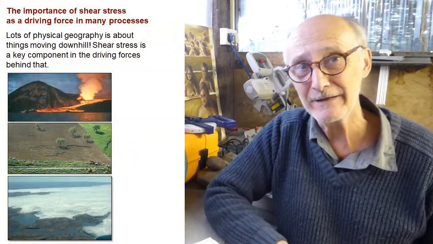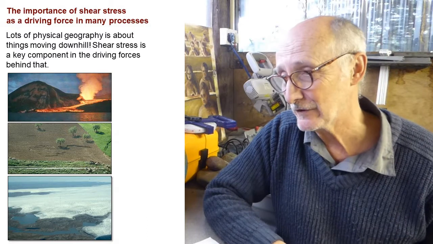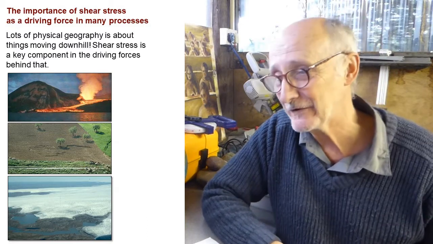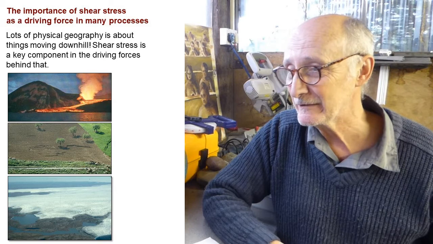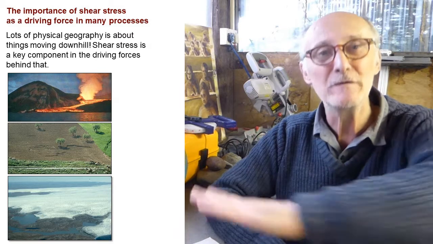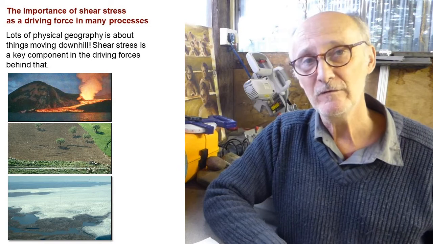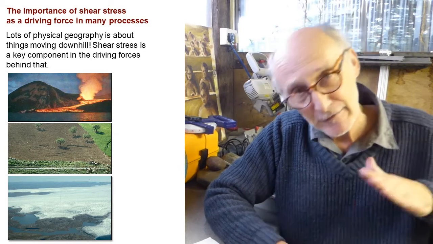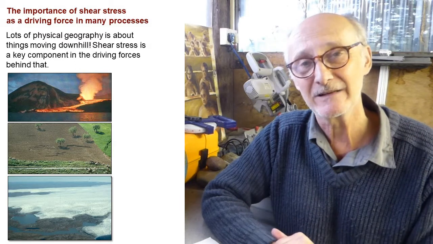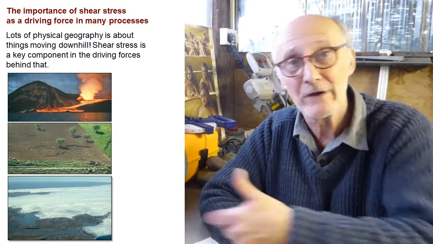Now, lots of physical geography is about things moving downhill. In other words, where there's a slope, gravity can get the better of objects on that slope and make them move downhill. On these slides, we've got some lava flowing down a hill slope, a little mass movement on a hillside in Spain, and the edge of the Greenland ice sheet, an ice sheet moving across a continental scale territory. All of those forms of movement are driven by shear stress, sideways or lateral stress acting on the material. So it's energy on material driving movement, or driving a process, if you like.